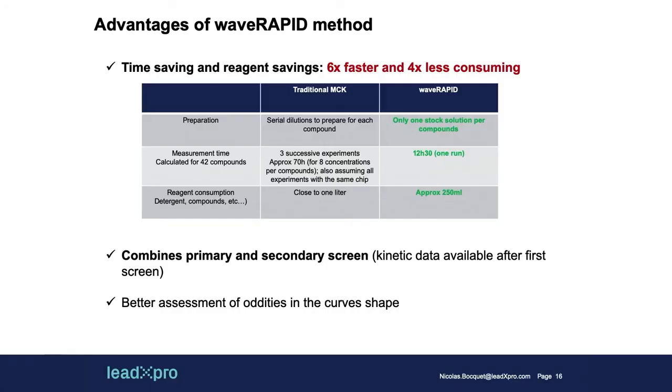And although one very important point is that you consume much less reagent. So for example, for this waveRAPID experiment, this screen, I used 250 ml of buffer. While for the traditional MCK, I would have to set up 3 different experiments, and that's close to 1 liter of buffer. That doesn't sound much, but for us it's very important because in the reagents and in the running buffer, we have very expensive reagents sometimes. So like detergents, or sometimes we put compounds in the running buffer. And of course, if you can minimize that, I mean, it's always helpful.